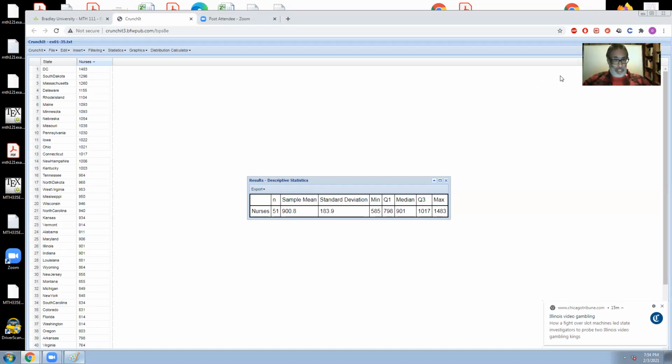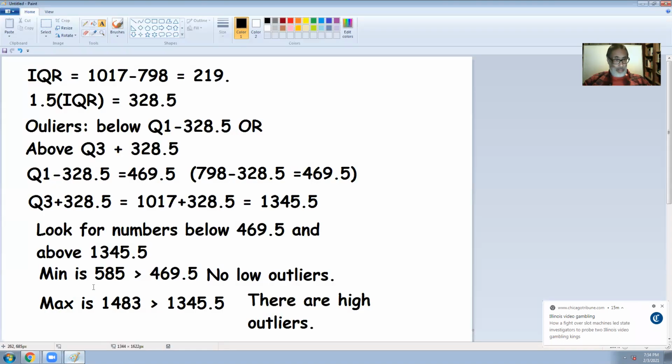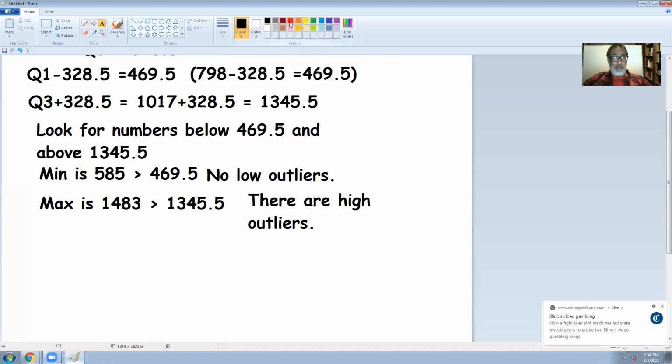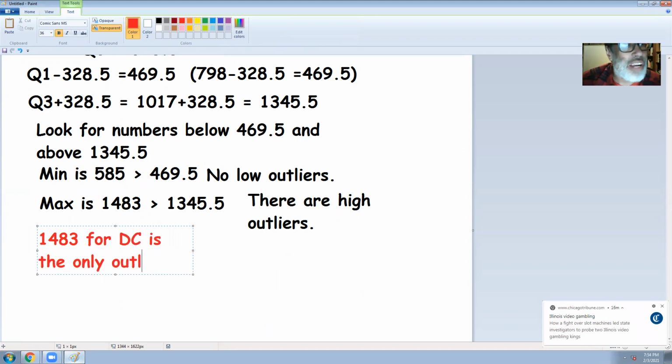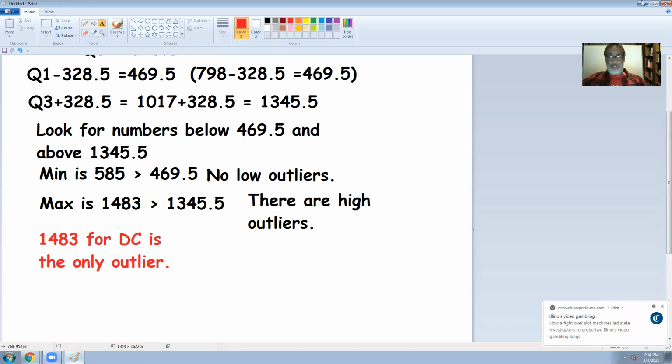So the conclusion is 1483 is the only outlier. So I'll put that in red here. 1483 for DC is the only outlier. And that is how you check for outliers.